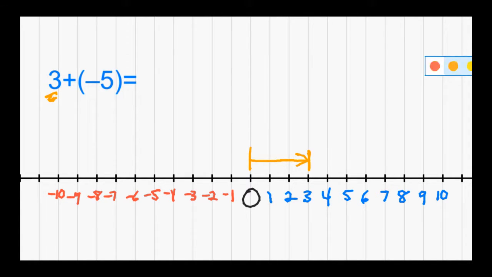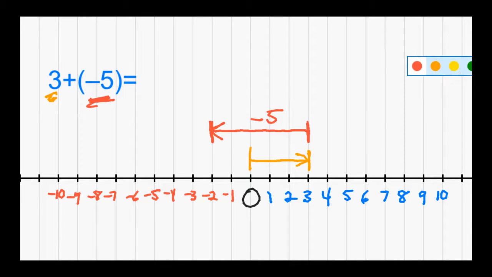Now we need to model negative 5. We start our line at 3. Instead of going right for a positive number, we need to go to the left, since it's negative. We need to go 5 spaces to the left. So let's do that: 1, 2, 3, 4, 5. And we draw a line and we stop. That line was negative 5.